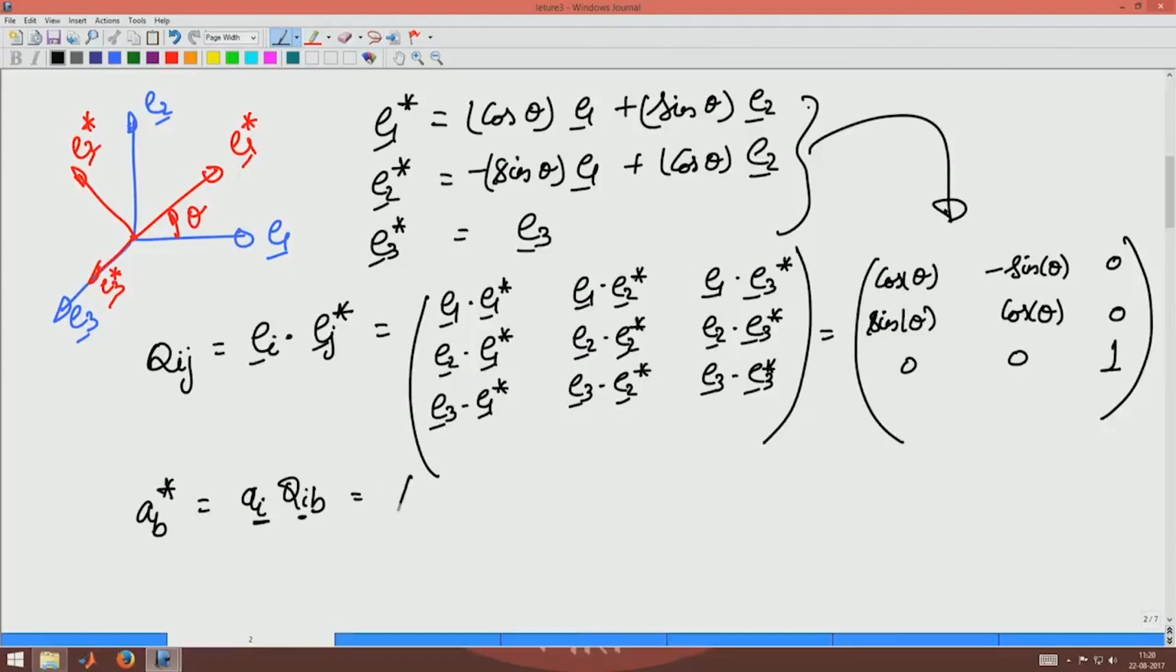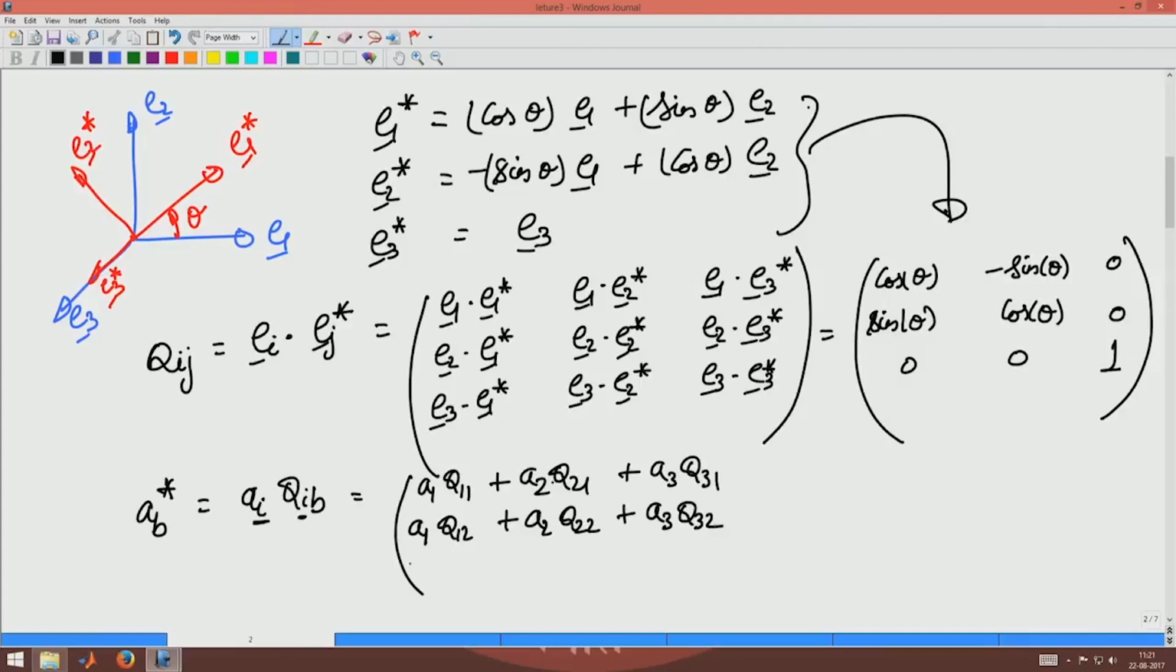So, this means I have A1 Q11 plus A2 Q21 plus A3 Q31, A1 Q12 plus A2 Q22 plus A3 Q32, A1 Q13 plus A2 Q23 plus A3 Q33. This is the meaning of this equation, right.